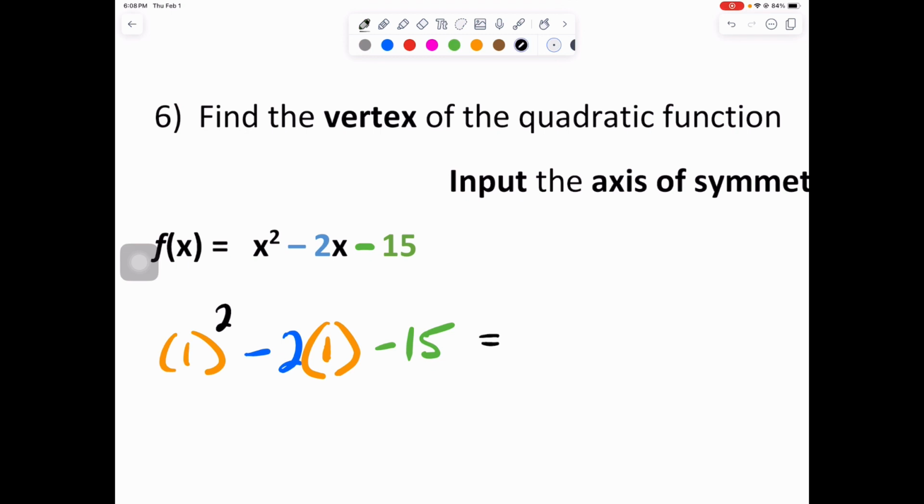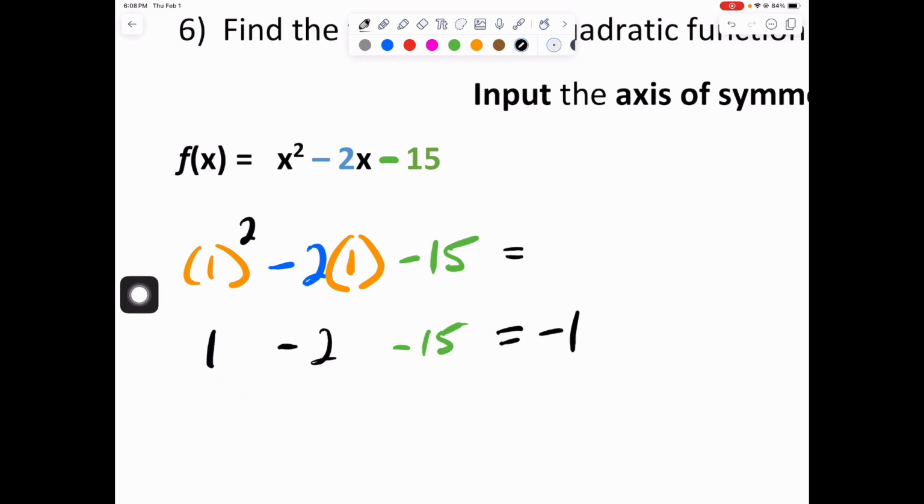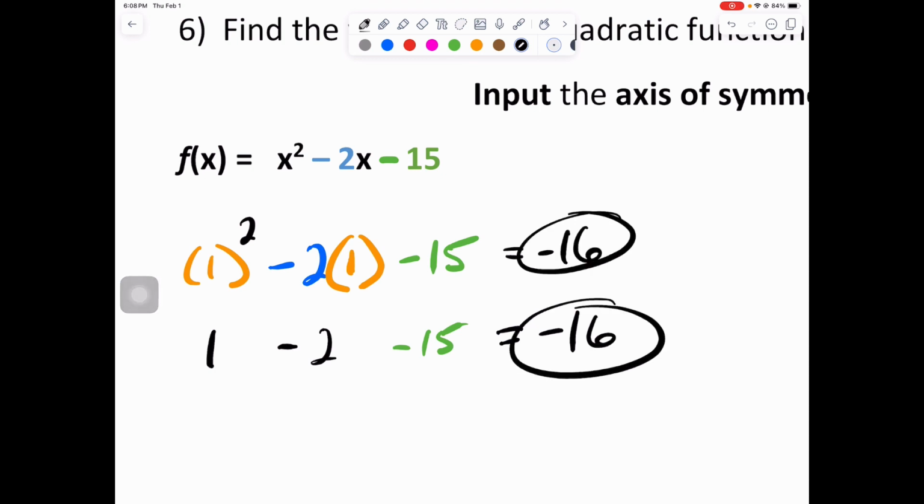-15 equals, now if you use a calculator, well, let's take a look. The 1 squared is still just simply going to be a 1. -2 times 1 is -2. Got to work the PEMDAS, parentheses first. Drop down that -15. I'm getting sloppy with my writing. But 1 minus 2 is negative 1. 1 minus another 15 gives us negative 16. Go ahead and circle your answers.